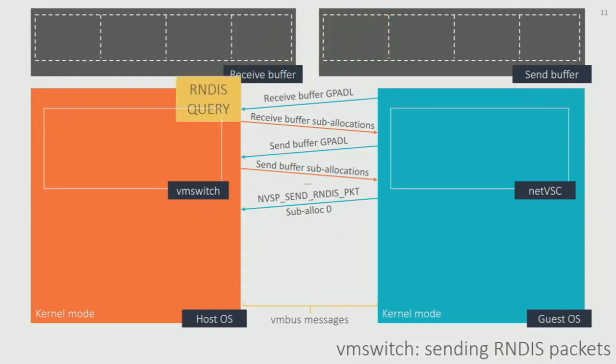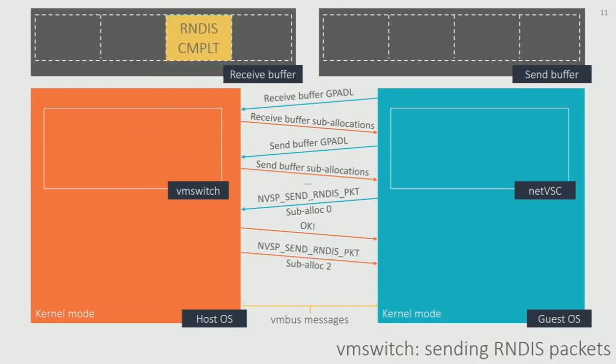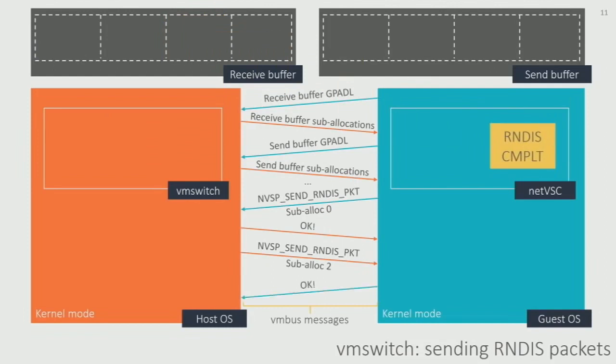Once the host sees that, it's going to copy it into its own memory space. It's then going to acknowledge to the guest that, okay, I've read it out, you can now use this send buffer sub-allocation for something else. Then it's going to handle it, and then copy the completion message into the receive buffer and let the guest know that there's a packet in receive buffer sub-allocation number 2. The guest is going to copy that, take into account whatever has happened, and acknowledge to the host that, okay, we're done, you can now copy more stuff into this receive buffer sub-allocation. So that's basically how it works in terms of sending and receiving the RNDIS messages.